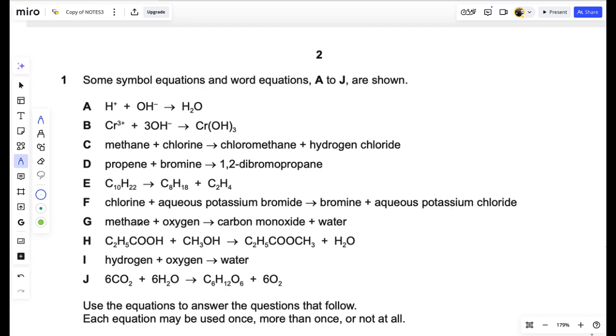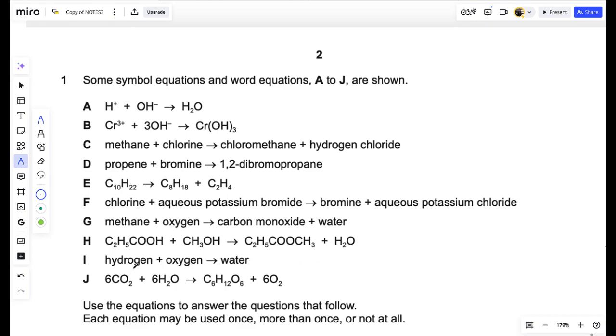And then we have methane plus oxygen react together to form carbon monoxide and water, and we have propanoic acid react with methanol to produce methyl ethanoate and water.